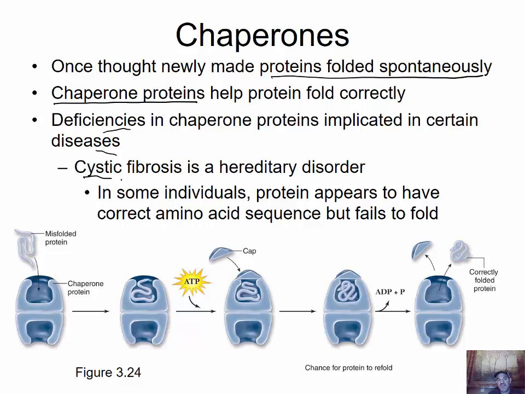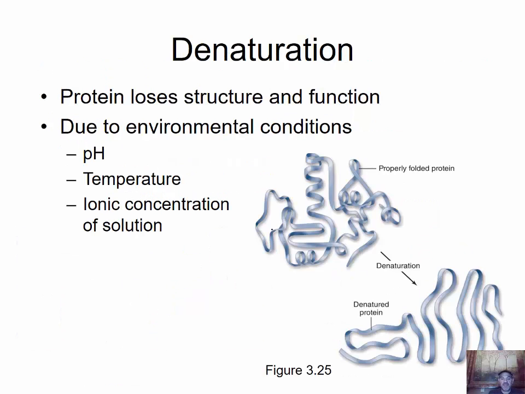For example, cystic fibrosis. It's a hereditary disorder, and for some individuals, it seems that the proteins appear to have the correct amino acid sequence, but are not folding correctly. So that may be due to the chaperone protein and not to a mutation in the gene for making the protein responsible for causing cystic fibrosis. Cystic fibrosis is caused by a protein that's found in the cell membrane, which helps pump chloride ions across the membrane. But we'll get into that later on if you study those areas of physiology.